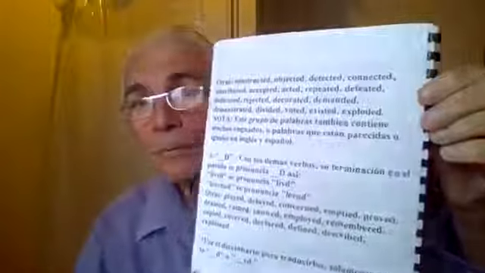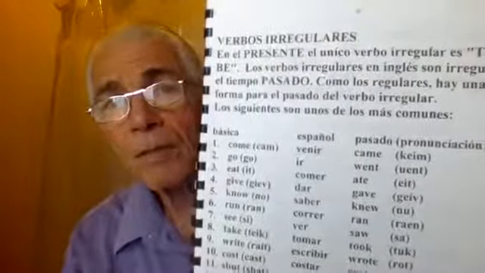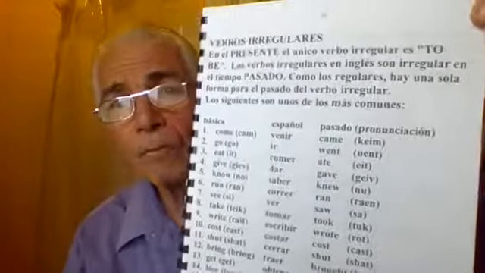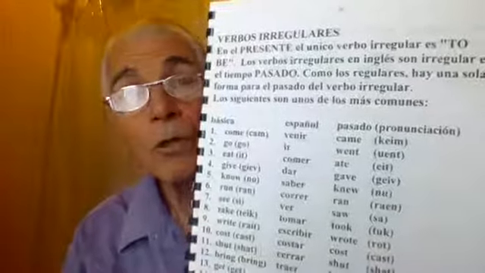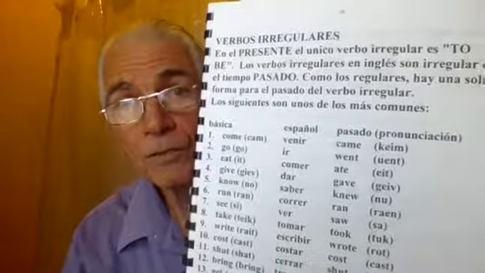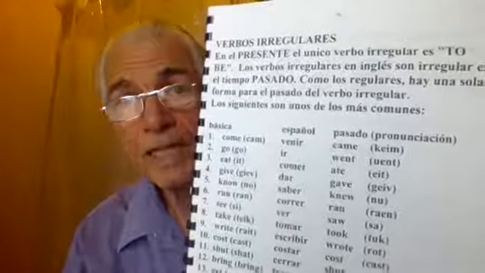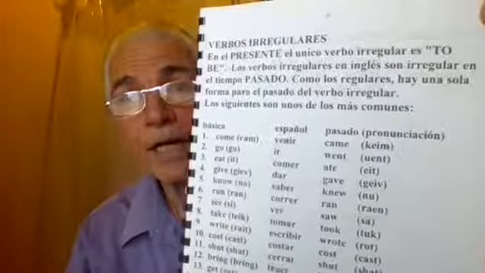So here is the page in my grammar book. First, the rule is explained in Spanish. En el presente, el único verbo irregular es to be. That's the only one. To be is the only verb in the present tense in English that's irregular.